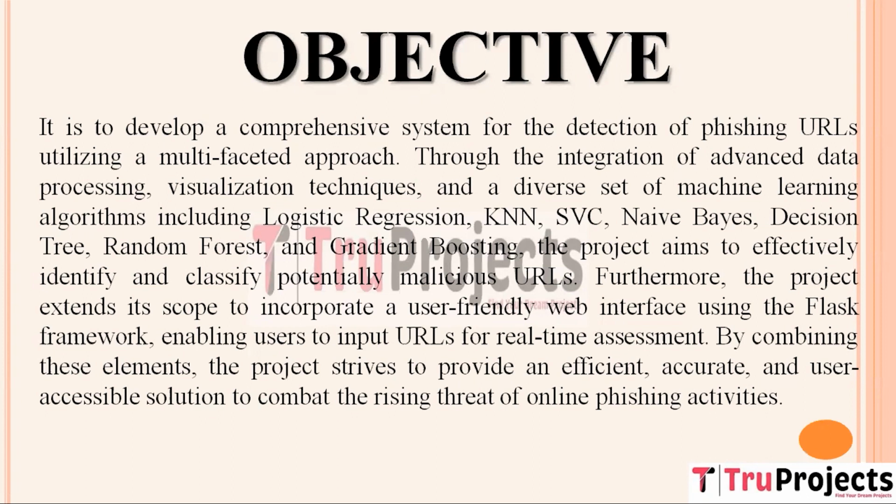Objective of the project. The goal is to create a comprehensive system with a multifaceted approach for detecting phishing URLs. The project aims to efficiently identify and categorize potentially malicious URLs through the integration of advanced data processing, visualization techniques, and a diverse set of machine learning algorithms including logistic regression, k-nearest neighbor, support vector classifier, naive-Bayes, decision tree, random forest, and gradient boosting. The project also broadens its scope to include a user-friendly web interface built on the Flask framework that allows users to input URLs for instant evaluation. By fusing these components, the project seeks to offer a practical, accurate, and user-friendly response to the growing threat posed by online phishing activities.